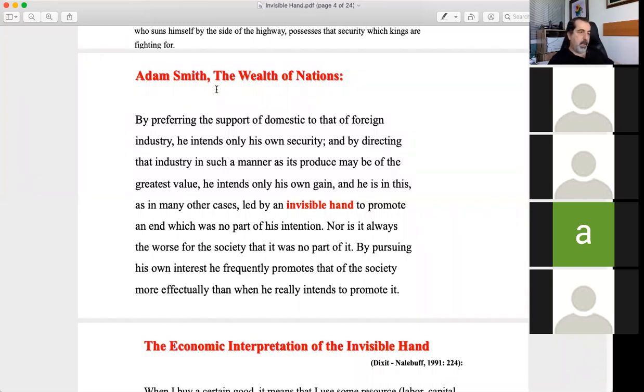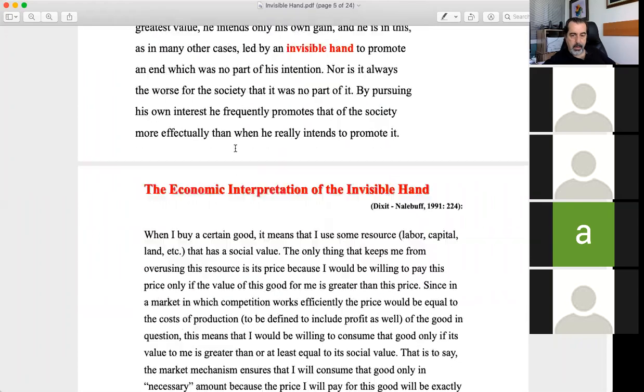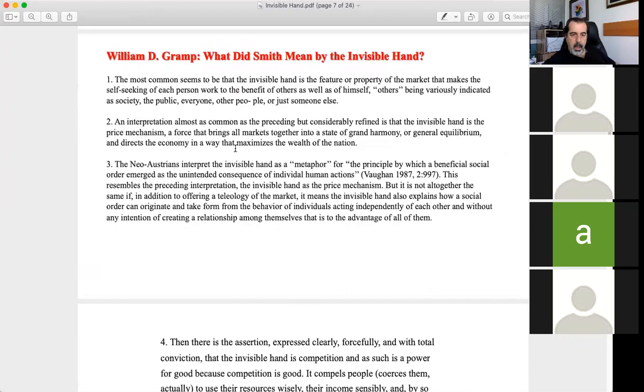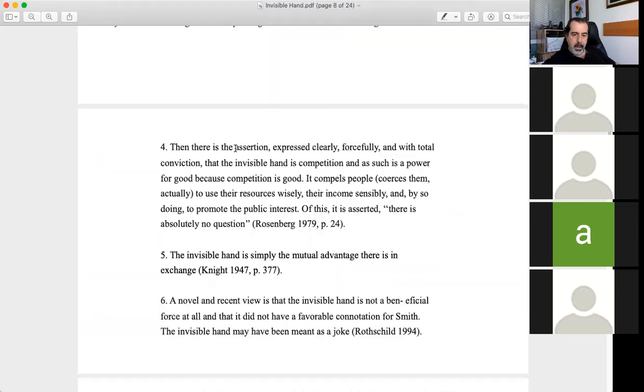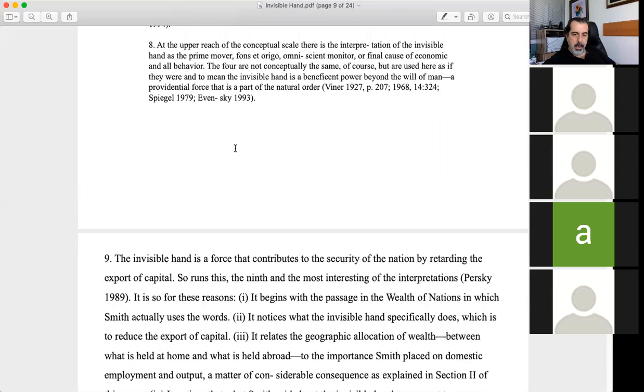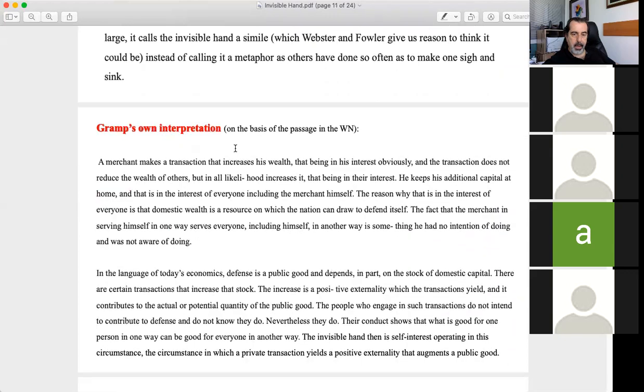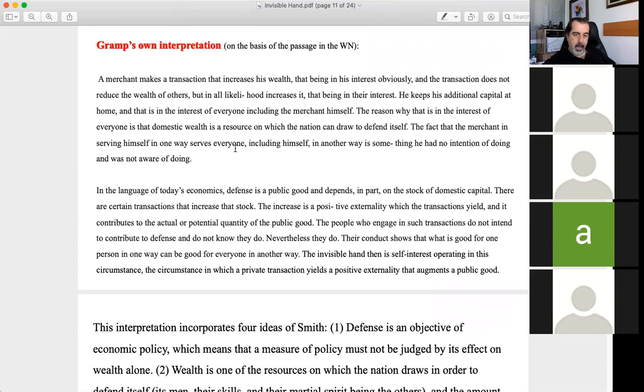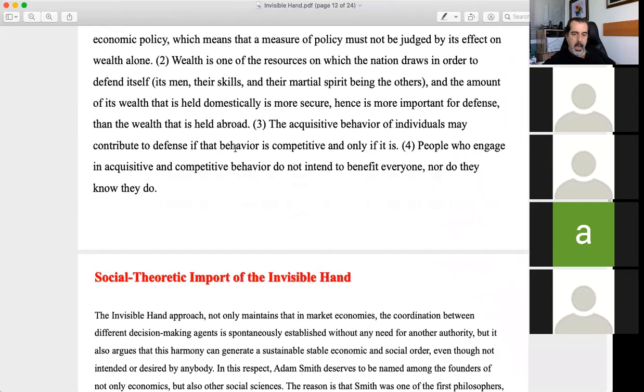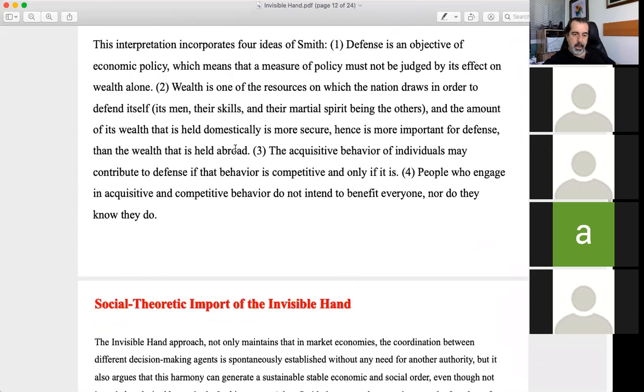In other words, again, it's a kind of Panglossian type of understanding. You know, this order is the best of all possible ones. This world is the best of all possible worlds. Remember our discussion of Pangloss, Dr. Pangloss. But William Grant thinks otherwise. He says there are a number of different interpretations, nine different ones. And I will place this on the Google Classroom so you can read it if you are interested. And there's also his own interpretation. This is a very interesting article.